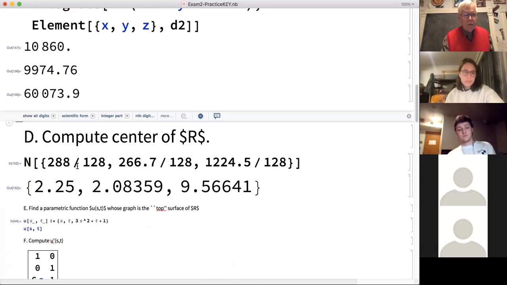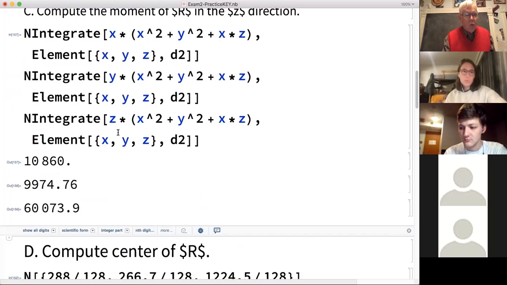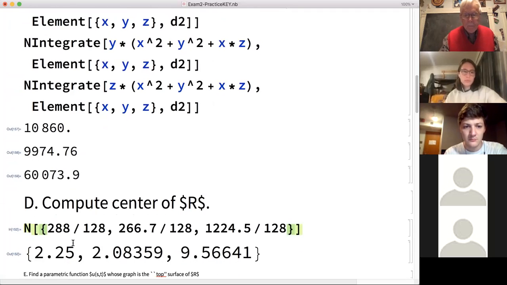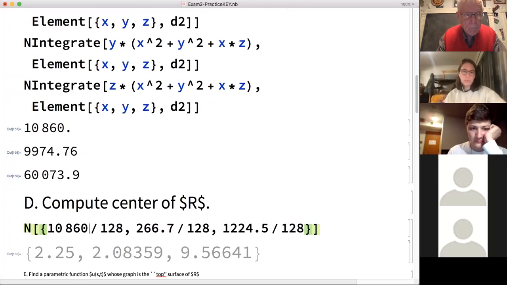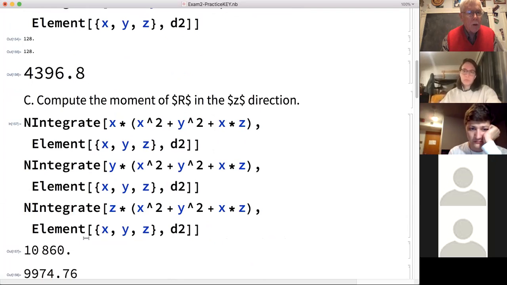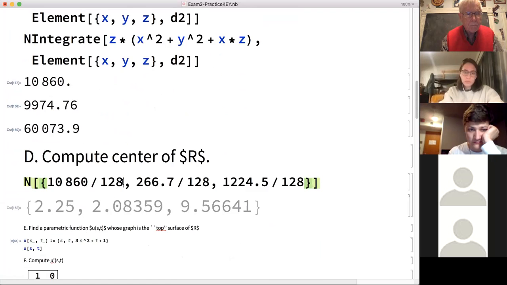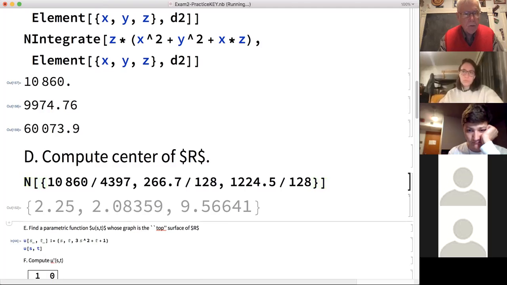Here this is the moment in the x direction divided by the measure, but everything has changed now. The moment in the x direction is now 10,860. And the measure is no longer 128, it's 4,397. It's the mass. 4,397.